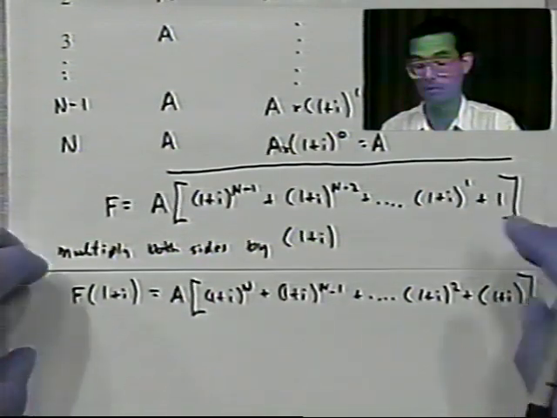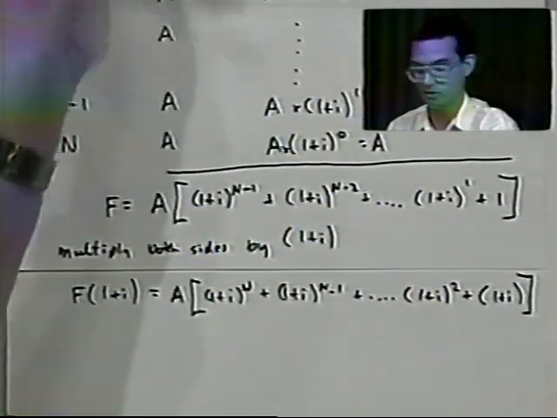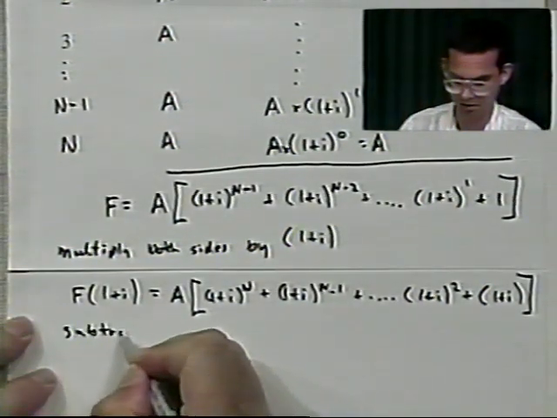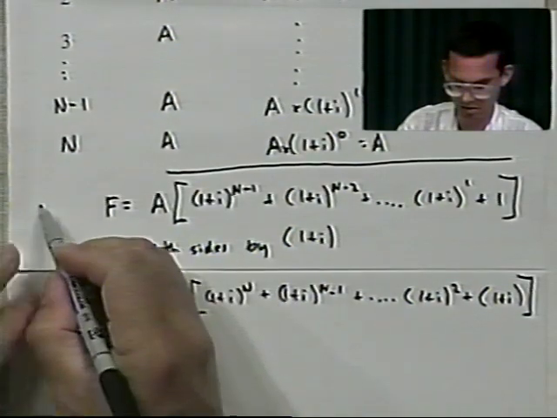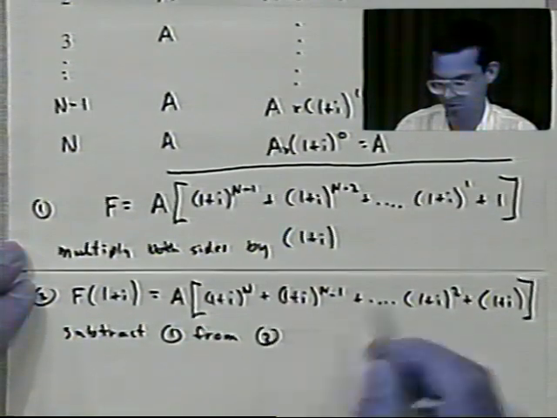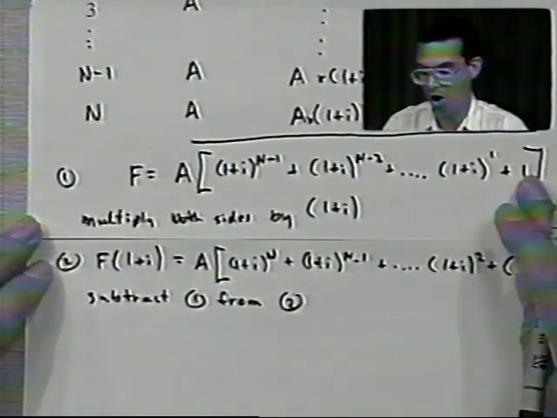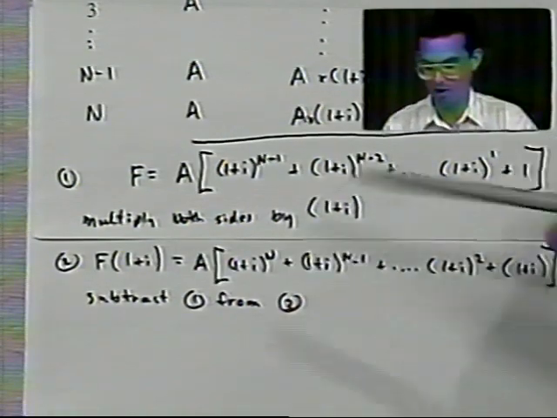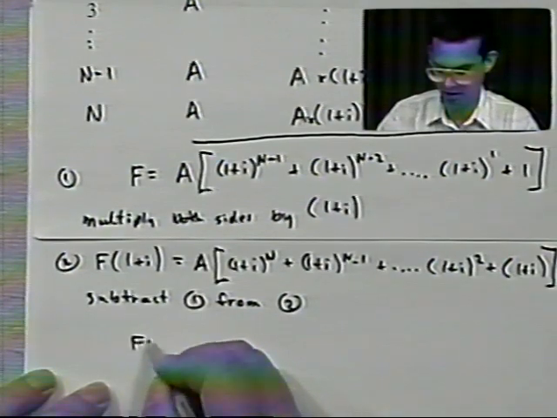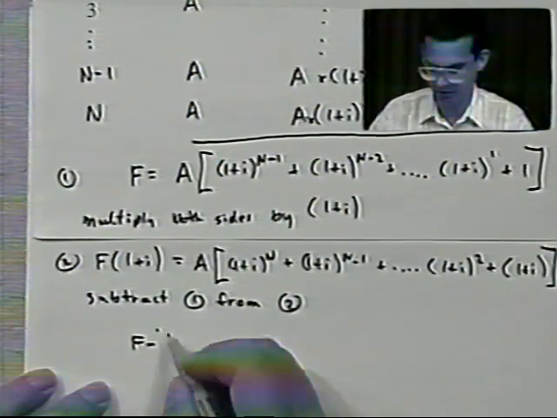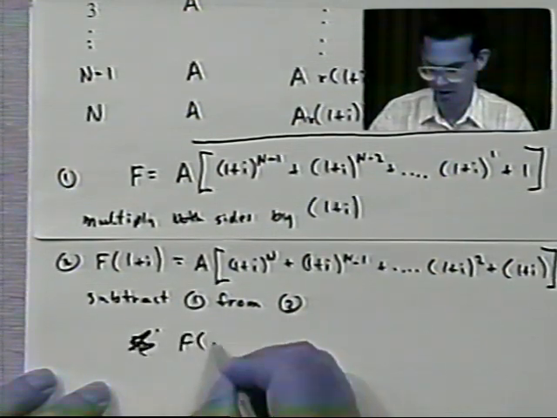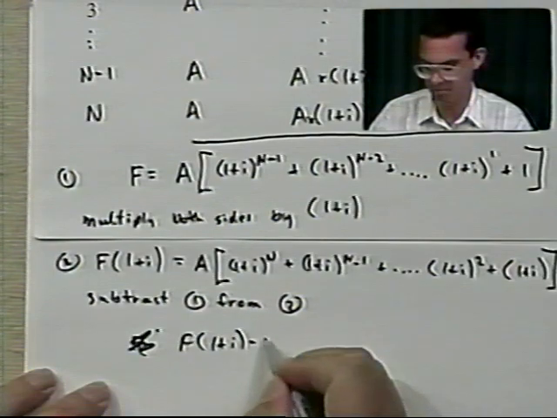Doesn't look like I gained much there, but what we can do now is subtract the first equation from the second. If we do that, all the middle terms fall out. Because what I end up with is, on the left, f times (1 plus i) minus f.